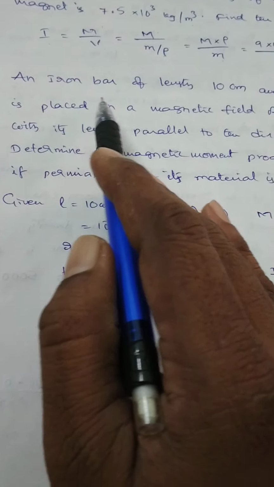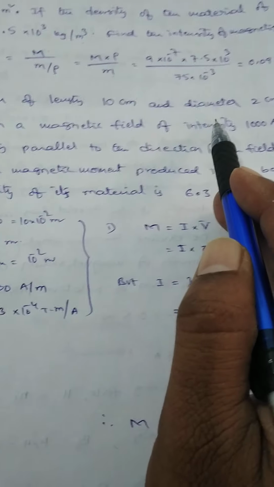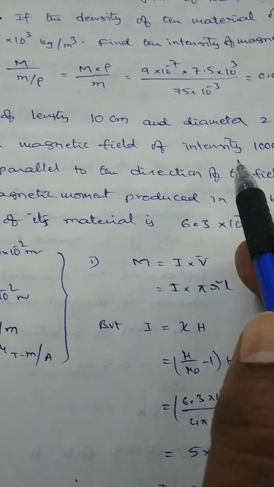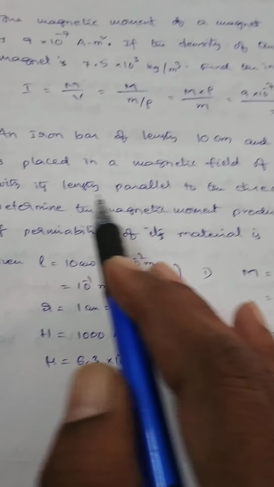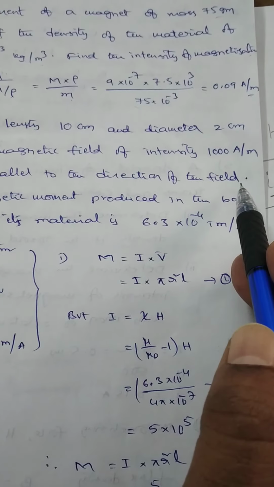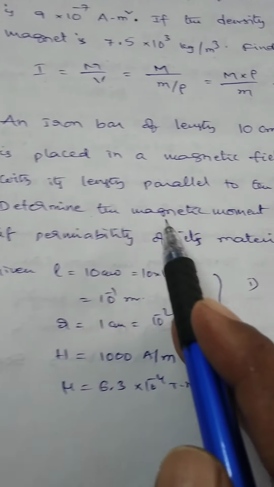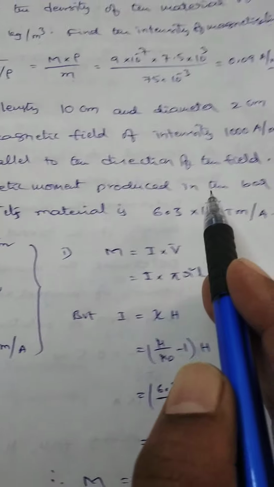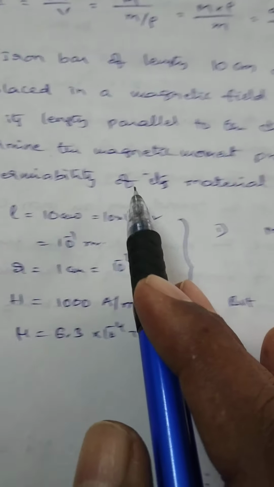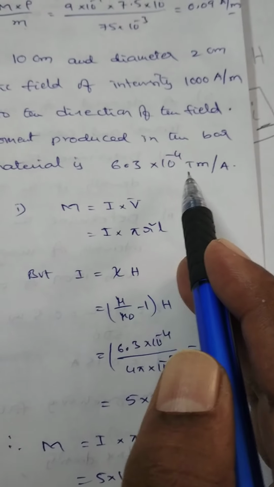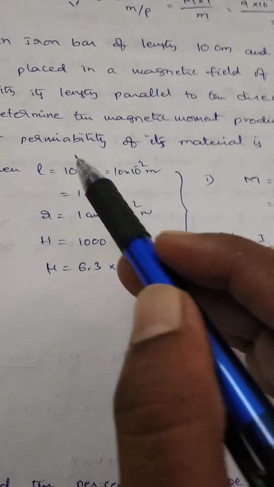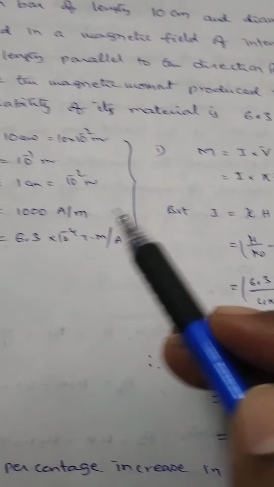Next, an iron bar of length 10 centimeters and diameter 2 centimeters is placed in a magnetic field of intensity 1000 ampere per meter with its length parallel to the direction of the field. Determine the magnetic moment produced in the bar if the permeability of the material is 6.3 into 10 power minus 4 Tesla meter per ampere. L value, R value, H value, mu value.